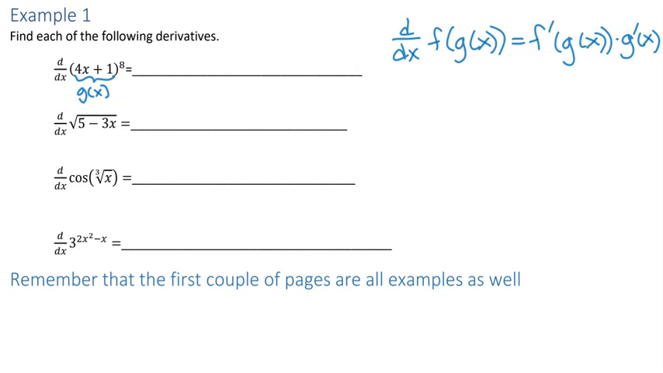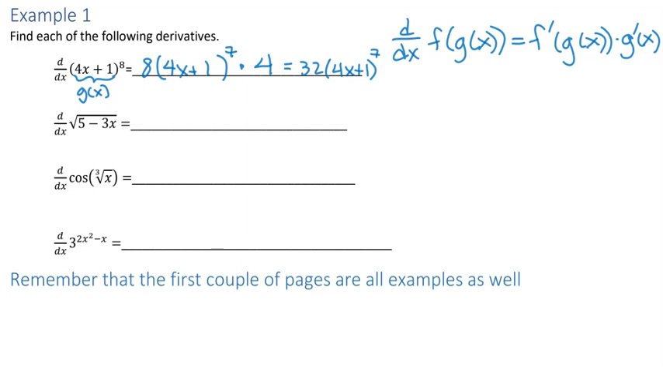So first, the outer function is x to the 8th power. So its derivative is 8x to the 7th power. But we don't just have x, we have g of x. So we leave g of x alone in this first step. And then we chain out its derivative. We multiply by the derivative of 4x plus 1, which is just 4. We could certainly clean this up a little. I would multiply that 8 and 4 together and make it 32 times (4x plus 1) to the 7, but we don't have a ton of cleanup to do on that one.